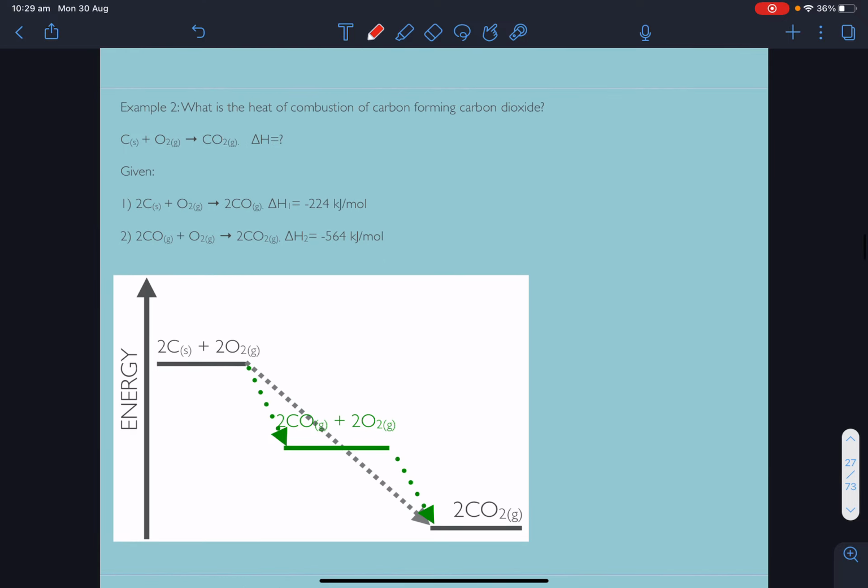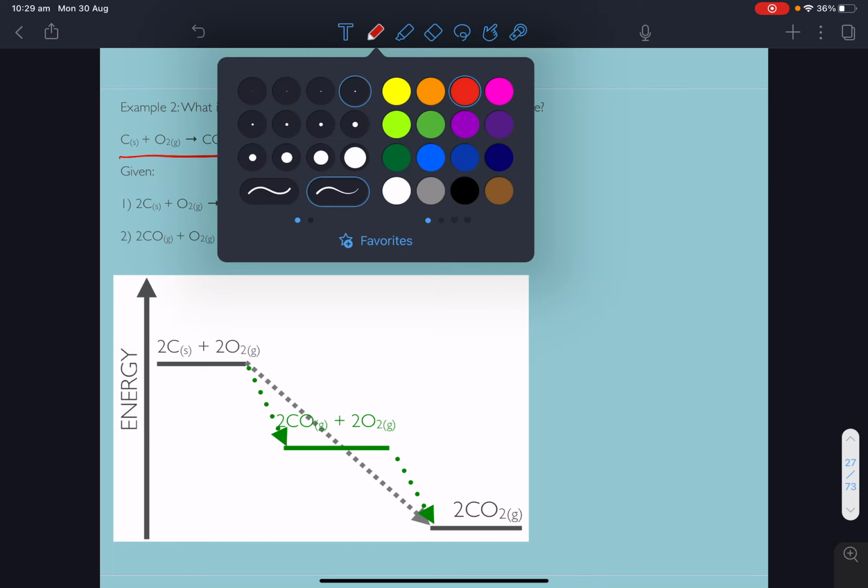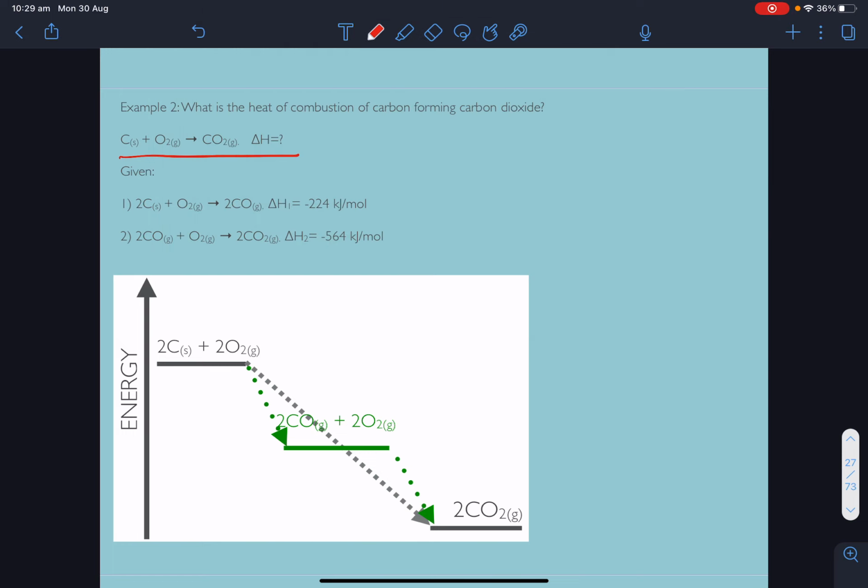Let's try a different one, and here I've done a graph too. Okay. Oh, look at this one. Carbon and oxygen going to carbon dioxide. Given these two here, I'm just going to do it using these equations, okay? All right. So there's a couple of ways that I could do this. I'm just going to do it like I did before.